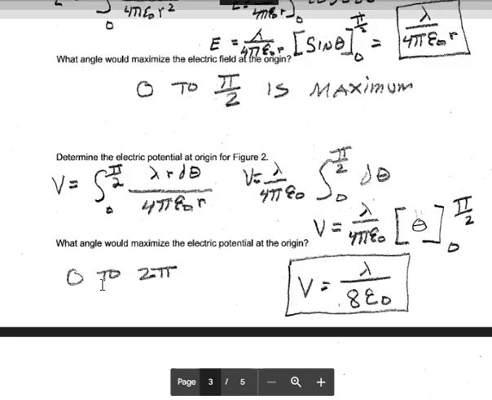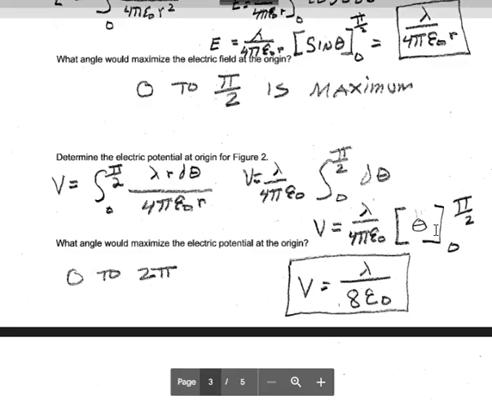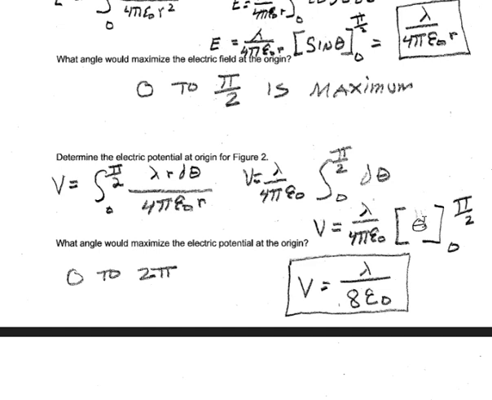Now, what would maximize our potential? An entire circle would maximize that because it would be 0 to 2 pi, and I can put 2 pi in for my angle. So that's a good example of a non-Gaussian calculation for both voltage and for electric field.